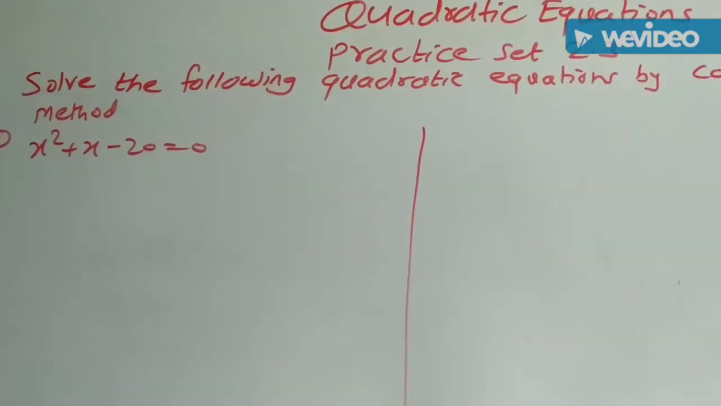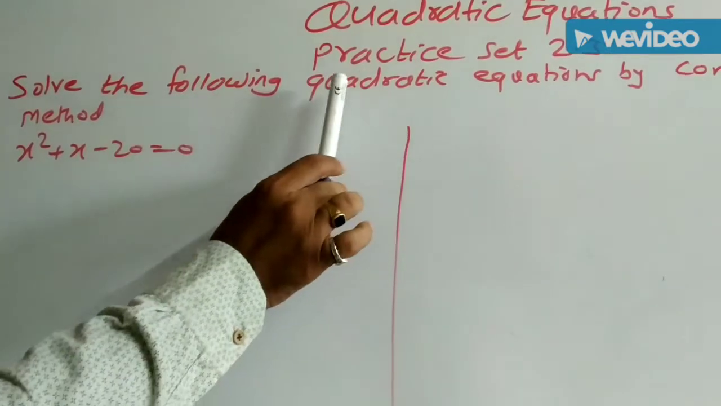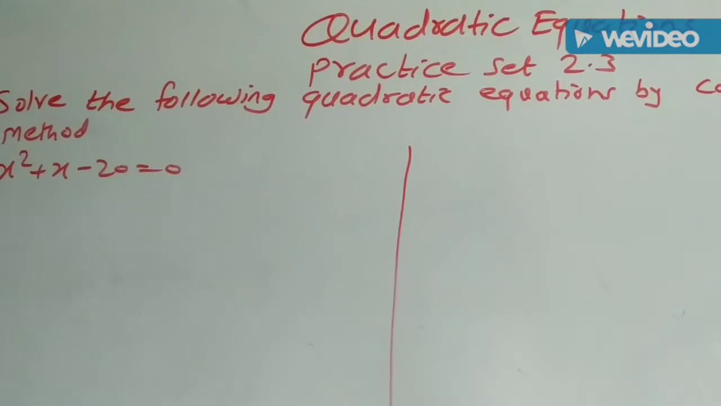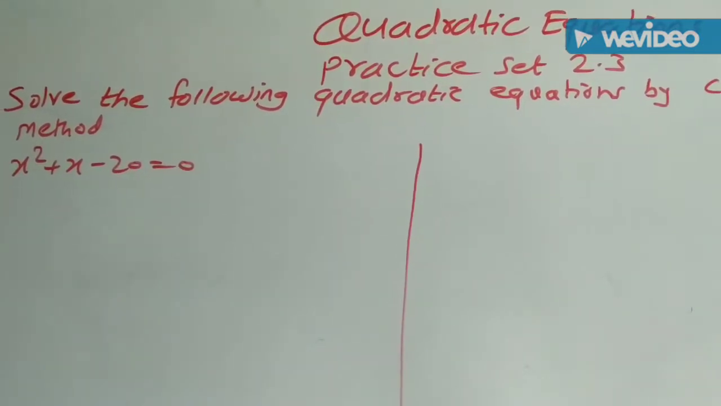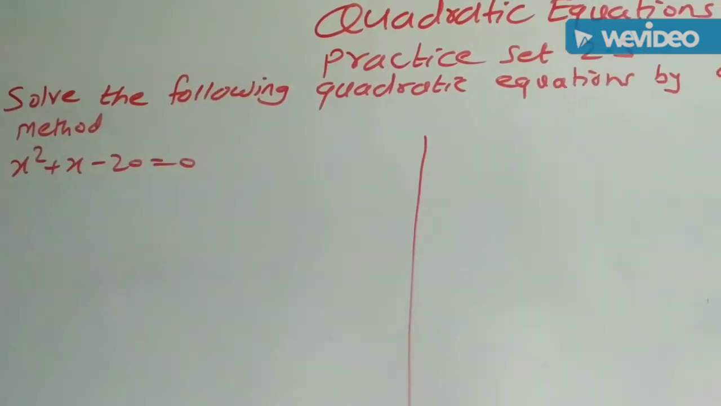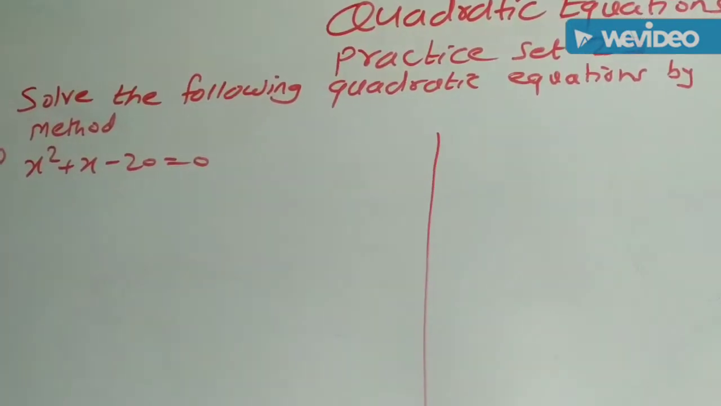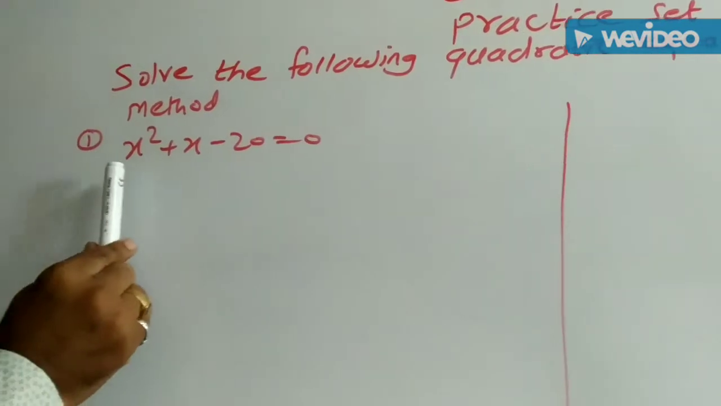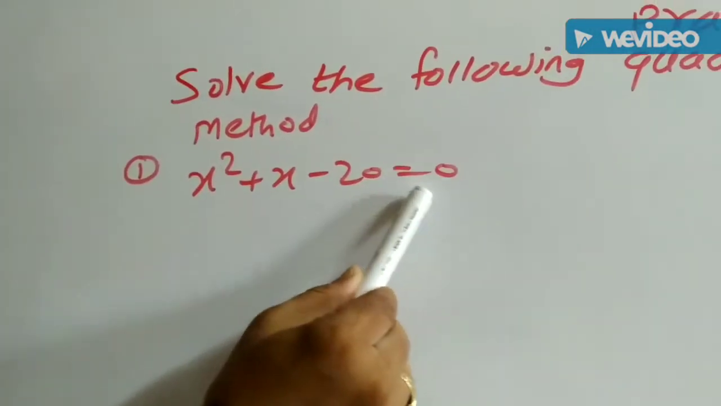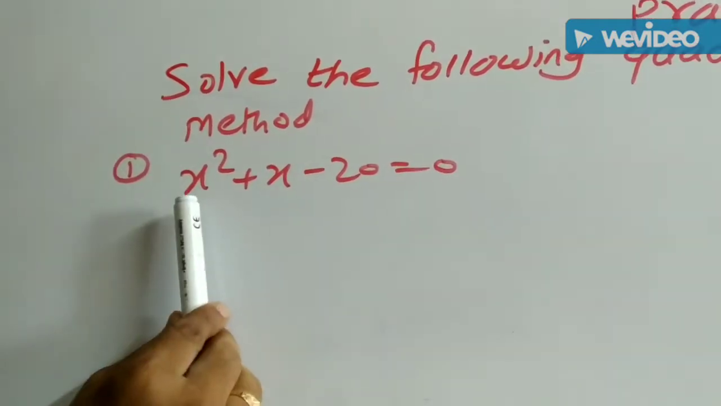Students, today I am going to teach you the examples of practice set 2.3. Solve the following quadratic equation by completing square method. How to solve the examples of quadratic equations by completing square method? For that, firstly, we have to write the given quadratic equation in the form of ax square plus bx plus c is equal to 0.